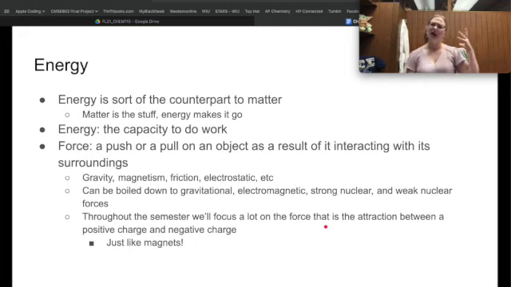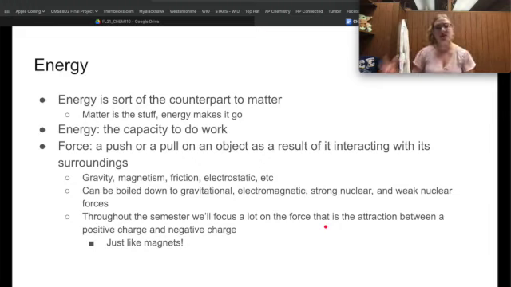Like I said, we're going to talk in this set of slides about energy. So energy is sort of the counterpart to matter when we're thinking about chemistry. Matter is kind of the stuff, and energy is what makes it go. Energy is the capacity for something to do work. So energy is what can make something happen.